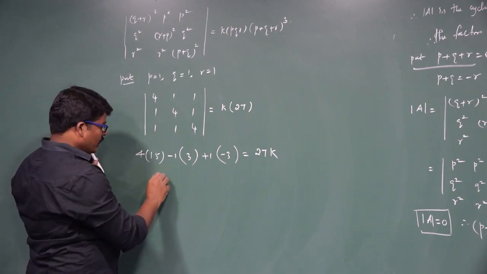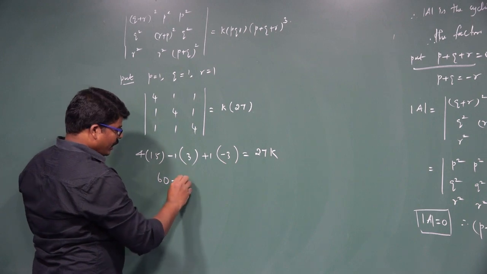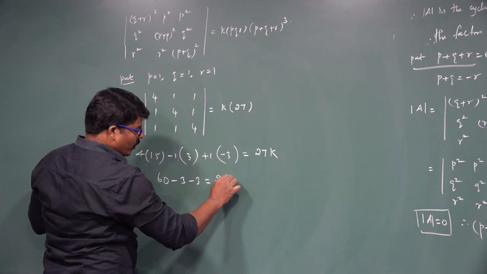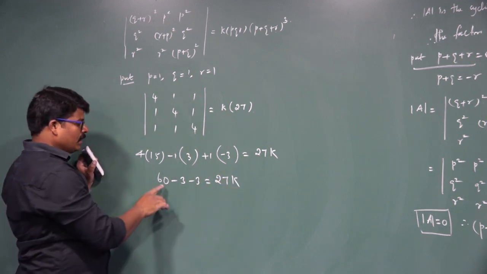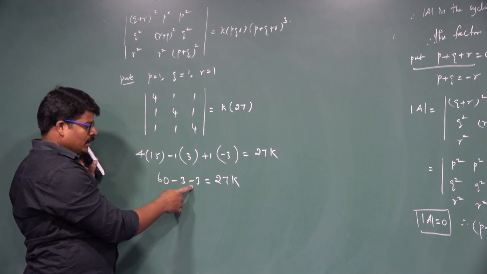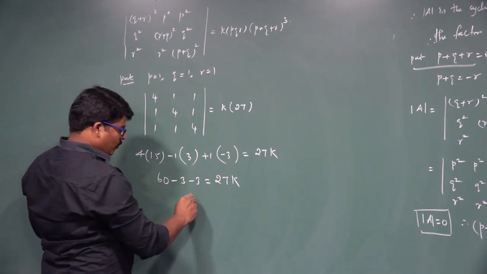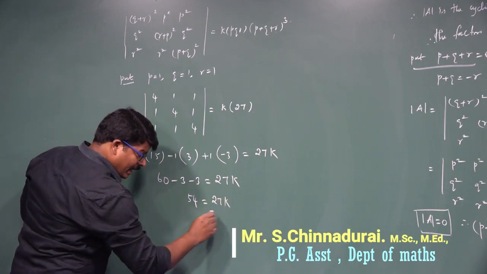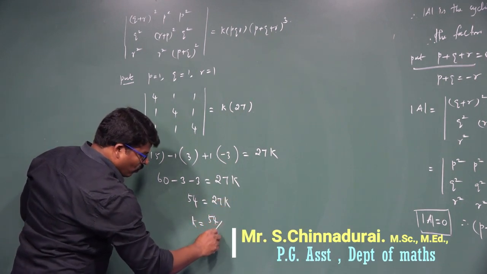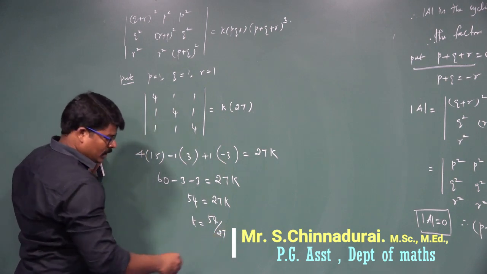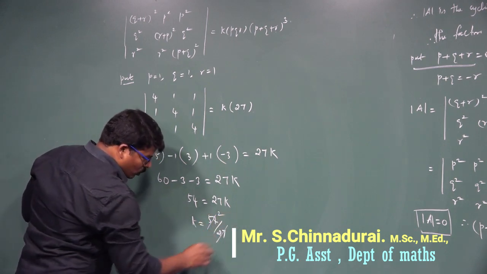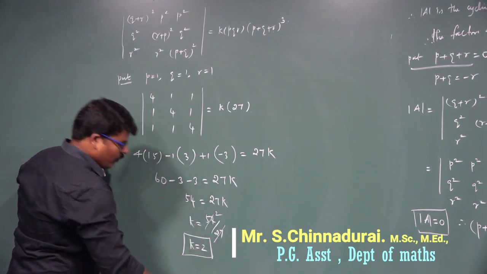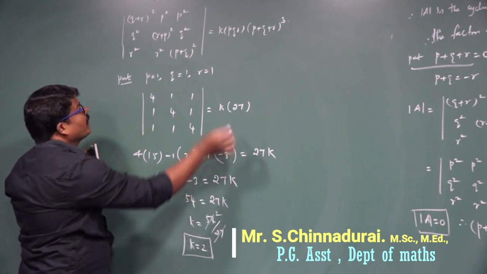Next one, 15 into 4 is 60. Minus 3, 1 into 3. Next one, minus 3 equal to 27K. 60 minus 6 is 54. 54 equal to 27K. That is, K equal to 54 by 27. 27 how many times? 2 times. 2 27s are 54. That is, K equal to 2. K value 2, substitute in the determinant.